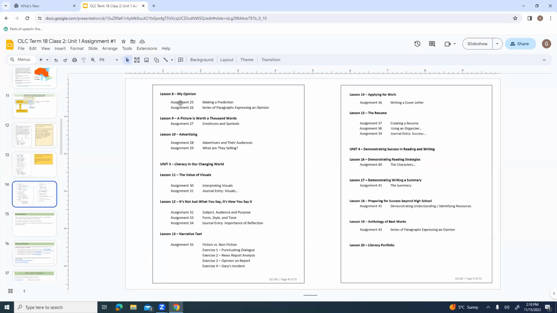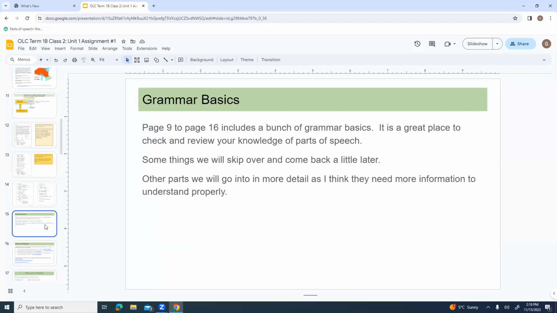Here are the rest of the assignments. We talk about pictures, advertising, visual information, narrative text. We write a cover letter and do a resume later on. And then we kind of do a bunch of review work, basically, in unit 4, where you kind of demonstrate that you've mastered a lot of the skills that we practiced in the first 3 units.